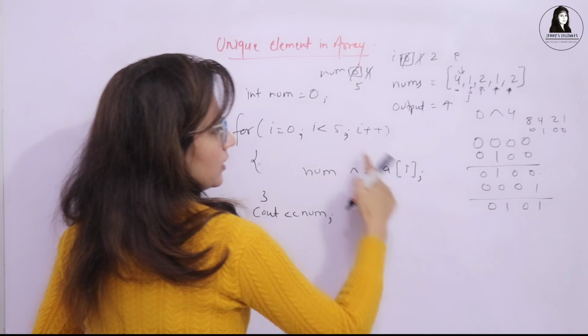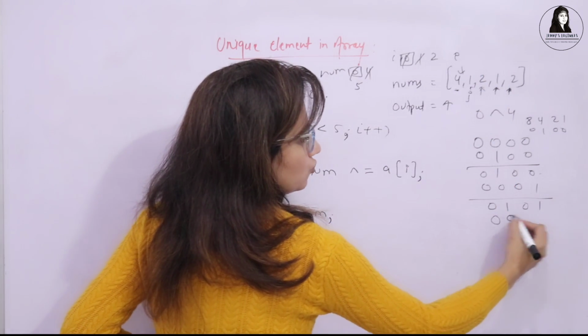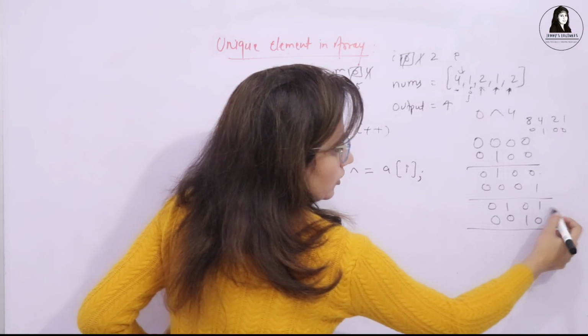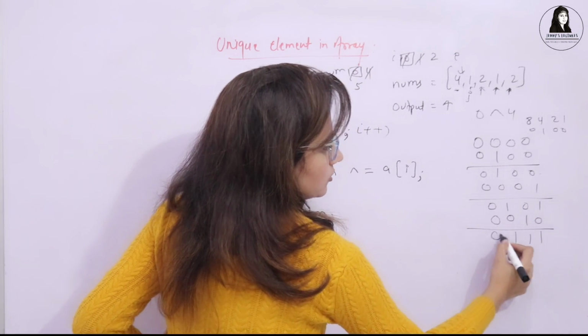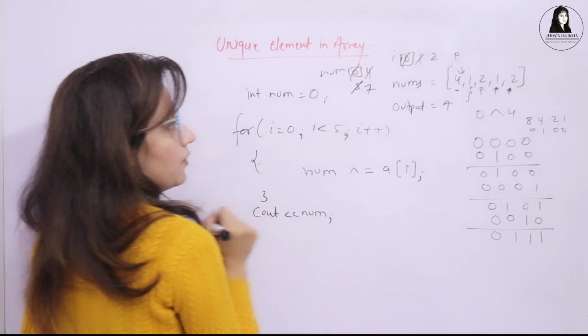So num is 5 and now A of 2 is 2. Now XOR with 2. Now 2 is this. So here we have 1, 1, 1, 0. So this is what? 7. So in num we have 7.